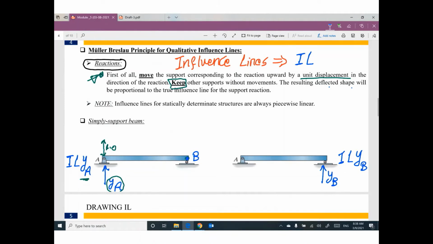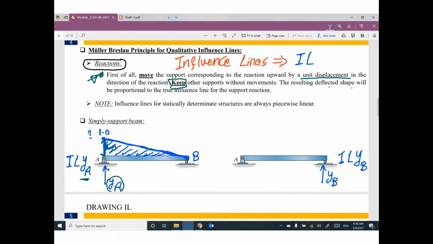Can you tell me when you moved this support A up by 1 and this support will remain as it is, the new shape looks like this, line like this. This shape can be called influence line for reaction YA. It's very easy. And I will explain what is the meaning of this one. The value here is 1.